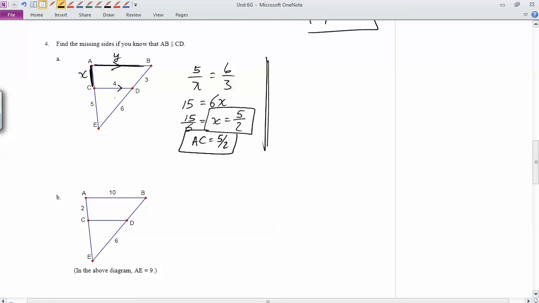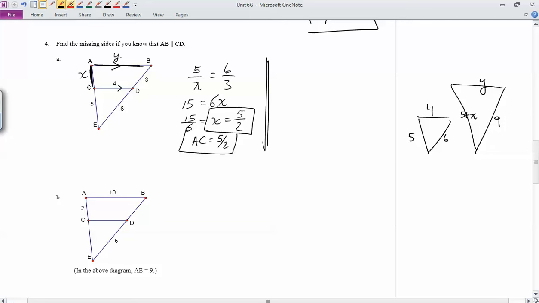This one, I think it's easier to draw the 2 triangles separately whenever you're dealing with one of the parallels. So if I do that, I'll draw them over here. So here's the small triangle. This one's 5, 6, 4. And here's the big triangle. And this one's 5 plus x, 9, because it's 6 plus 3, and y.